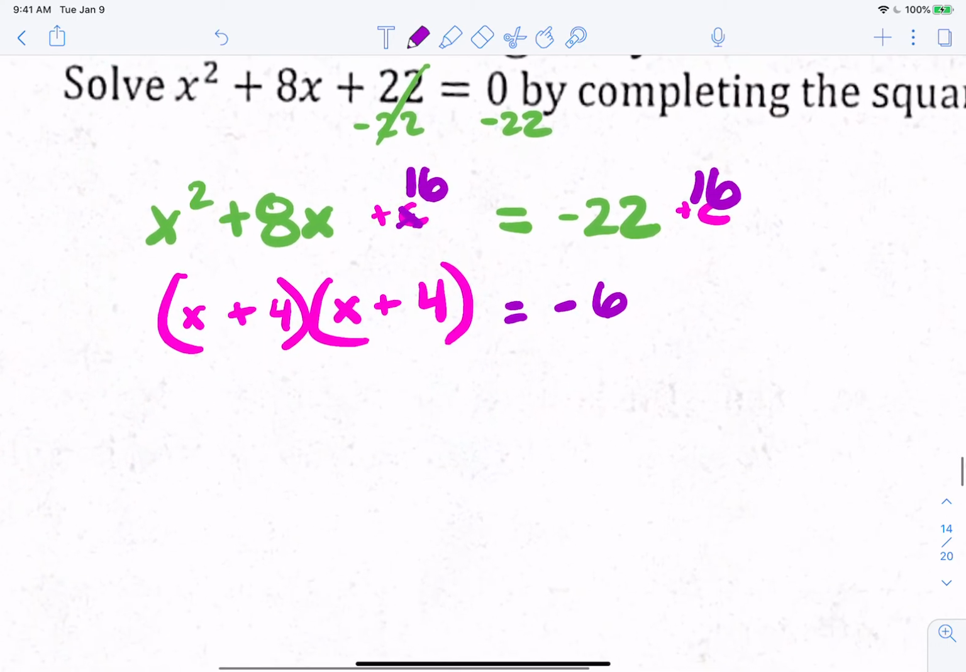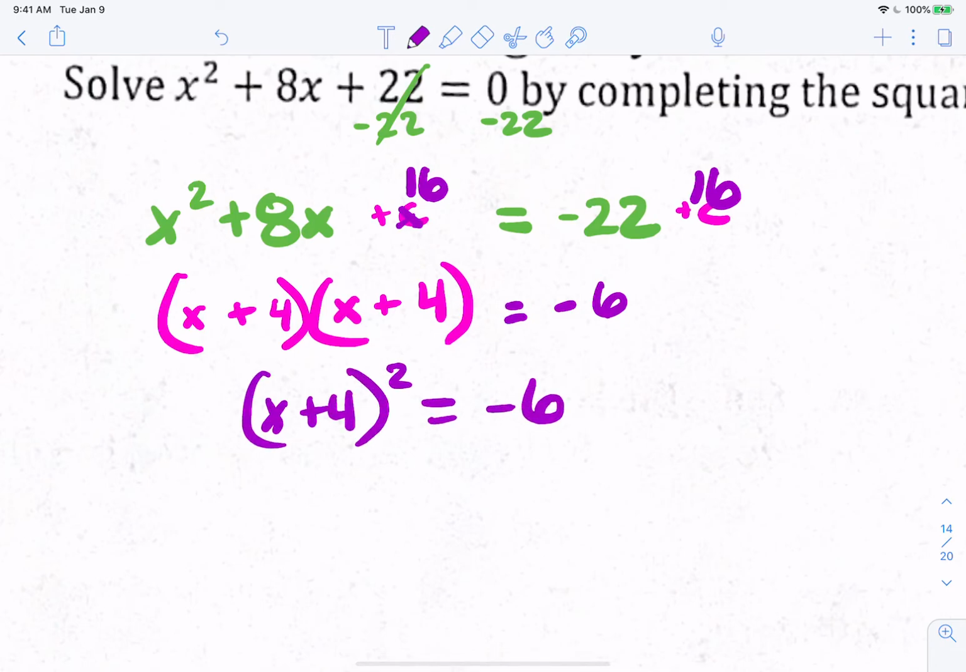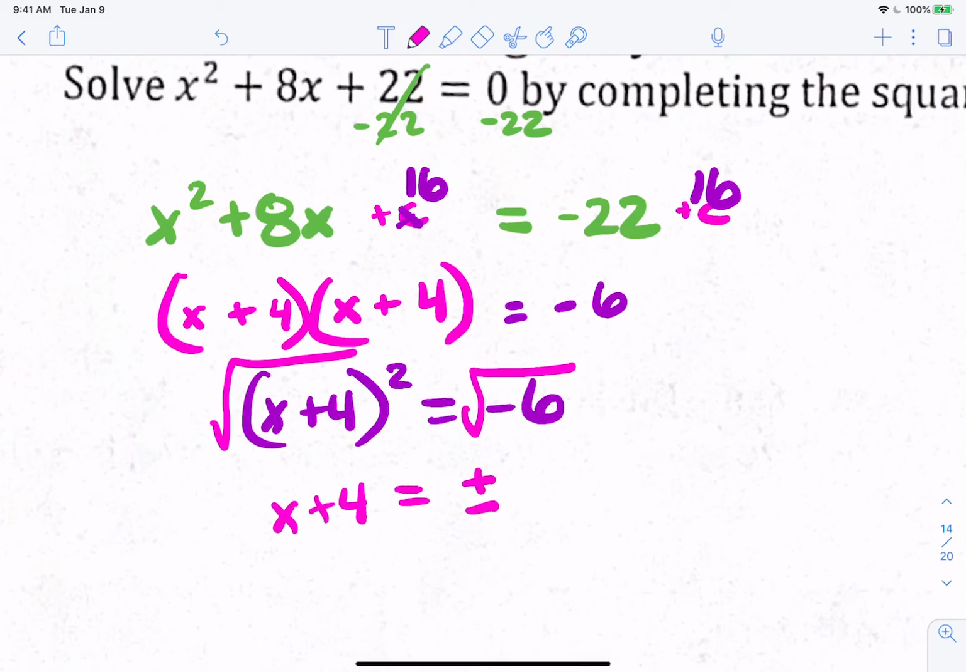All right, now we keep going. We break down a little bit further. x plus 4 times x plus 4, we can write that as x plus 4 squared equals negative 6. We're going to get something weird to happen. After I write it like that, then I take the square root. Oh boy. x plus 4 equals, and what's the square root of negative 6? I don't like to have a negative inside of a square root, so what do I write it as? This is the square root of 6i.